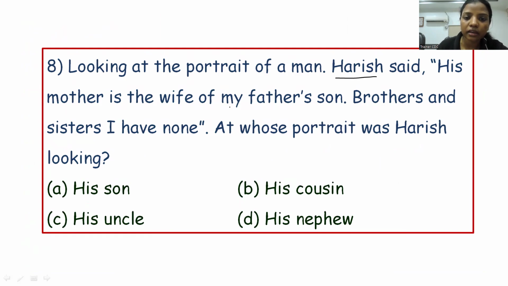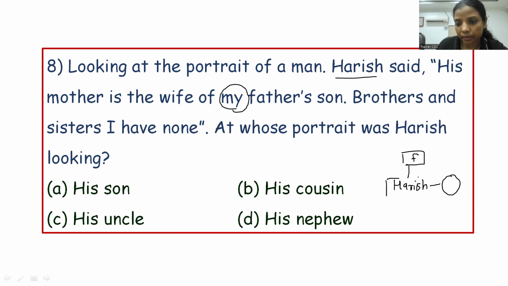Now, Harish is saying, my father's son. So always you will start drawing the diagram from the words my father's son. I will write Harish's name here because I cannot give any symbol, since I don't know who Harish is. Now Harish is saying my father's son. My father's son can be Harish or his brother. Is the wife of my father's son. So Harish's wife. Definitely Harish is a male then, right?